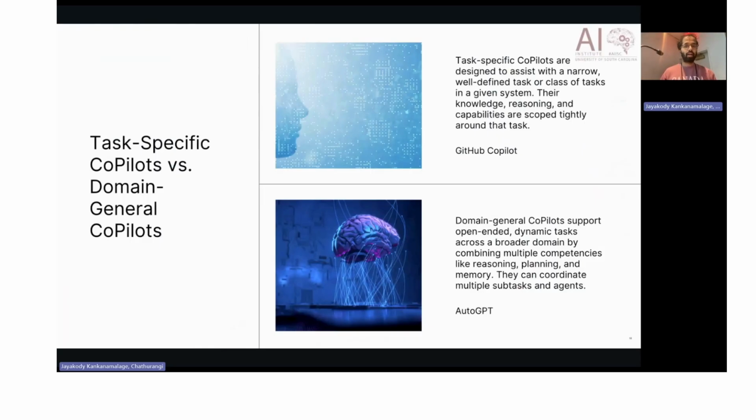Domain general copilots, as the name suggests, handle open-ended, dynamic tasks across a broader domain by combining multiple competencies together. So it's not task specific, it's very general, it can coordinate multiple subtasks, and it can have multiple agents work together. AutoGPT, for example, is a domain general copilot.